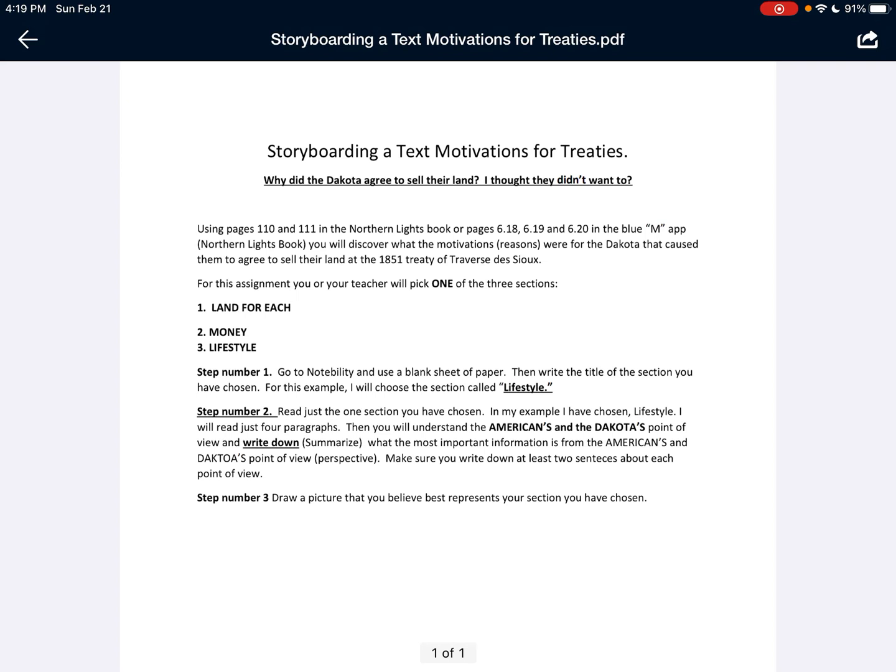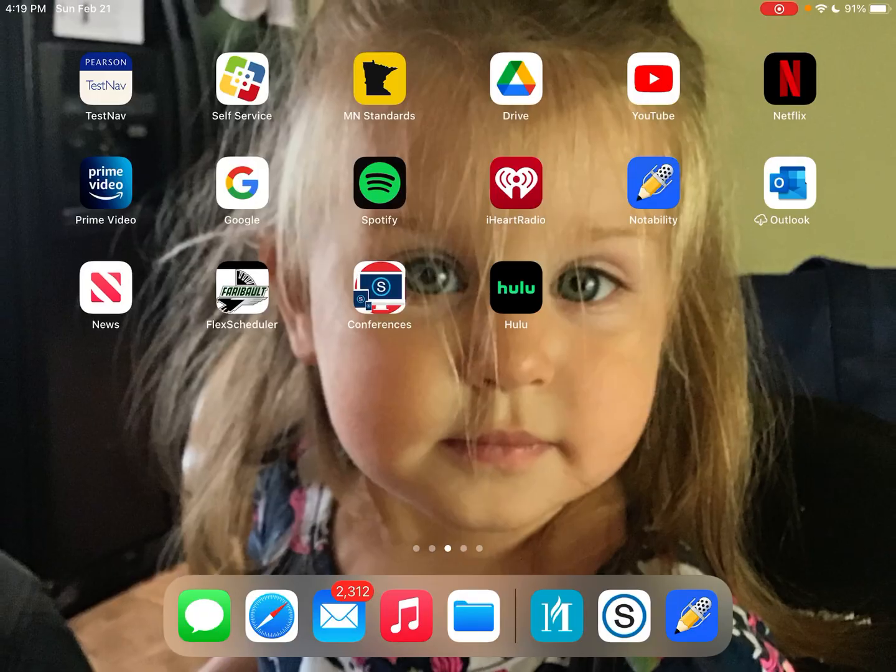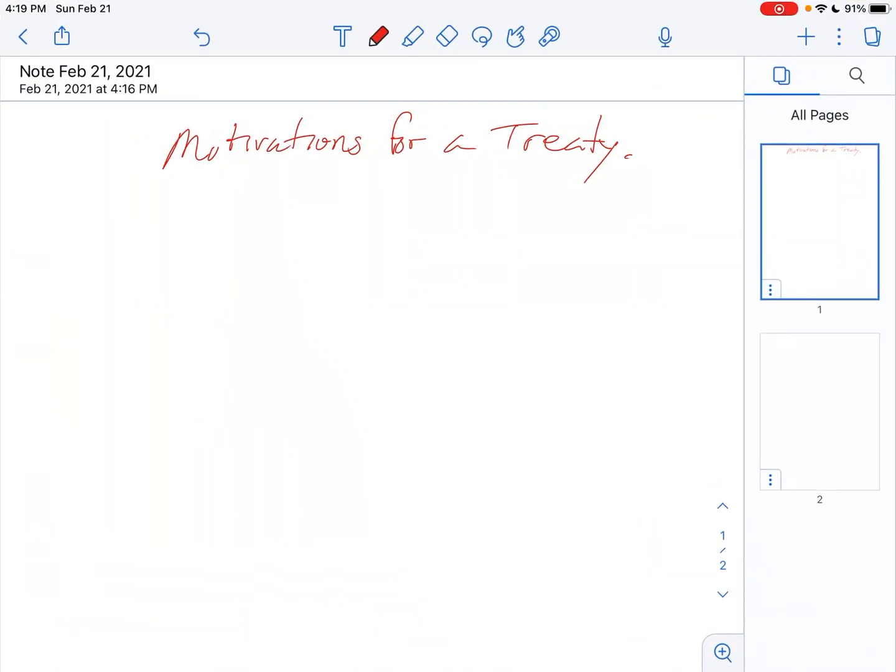So step number one, go to Notability, use a blank sheet of paper, then write the title of the section you have chosen. For this example, I will choose a section called Lifestyle. Okay? Motivations for a treaty. Lifestyle. Okie dokie. Wow, that's step number one.